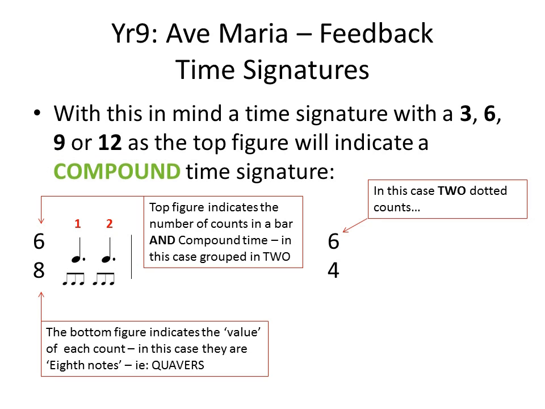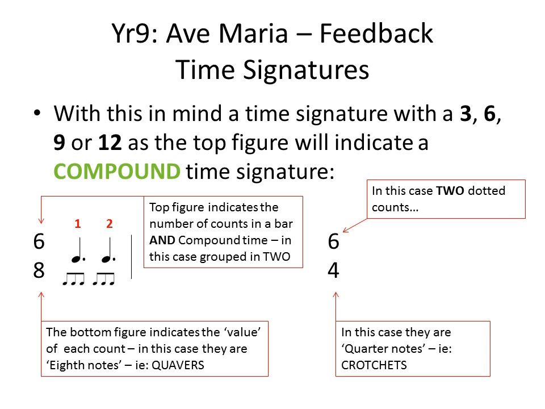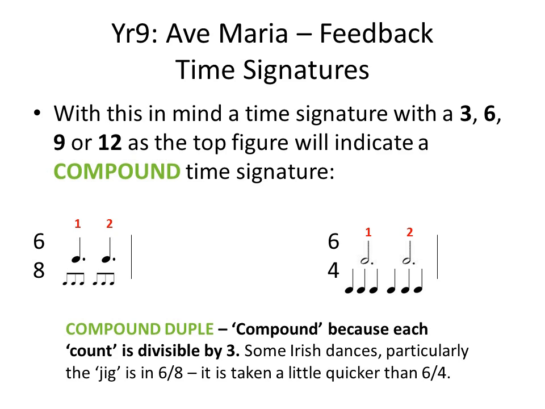Similarly, 6/4, in this case, there'll be 2 dotted counts, and the bottom figure indicates quarter notes, crotchets, therefore 2 dotted minims are the counts with 6 crotchets grouped into 3s in the bar. Compound duple then, compound because each count is divisible by 3. Some Irish dances, particularly the jig, is in 6/8. It is taken a little quicker than 6/4.